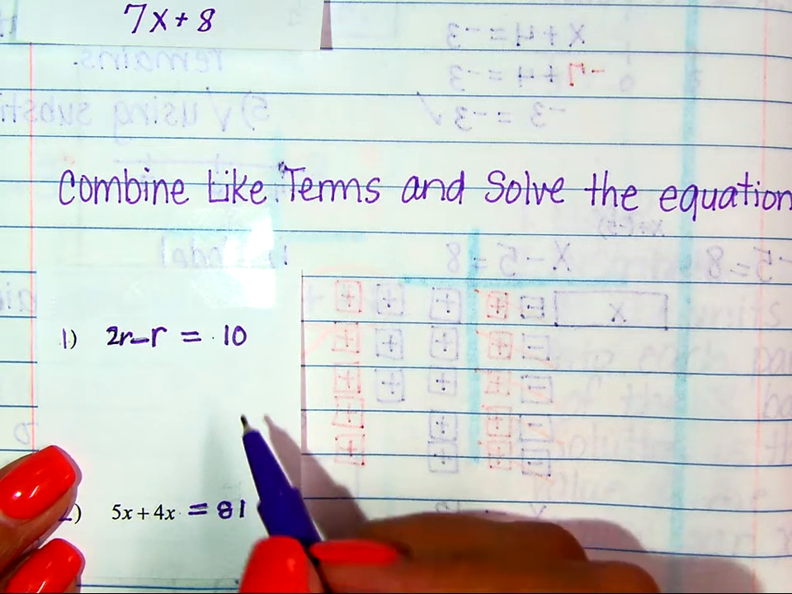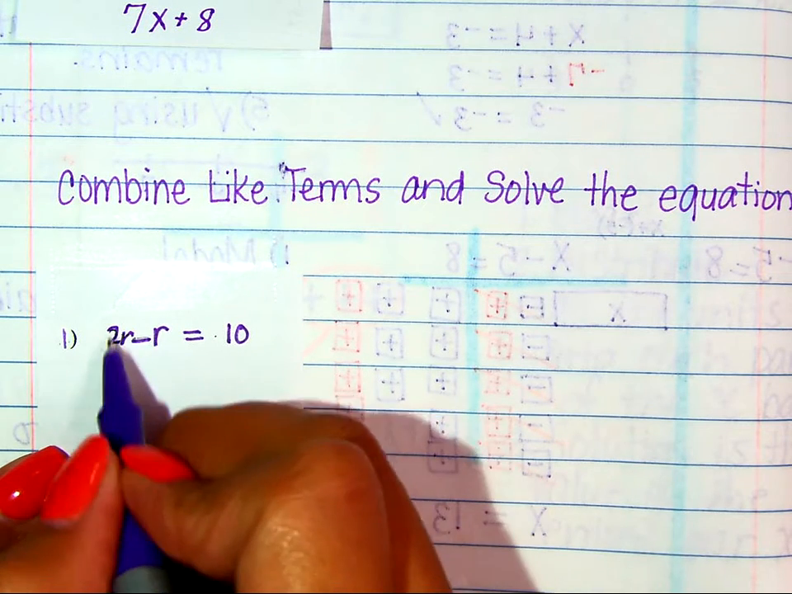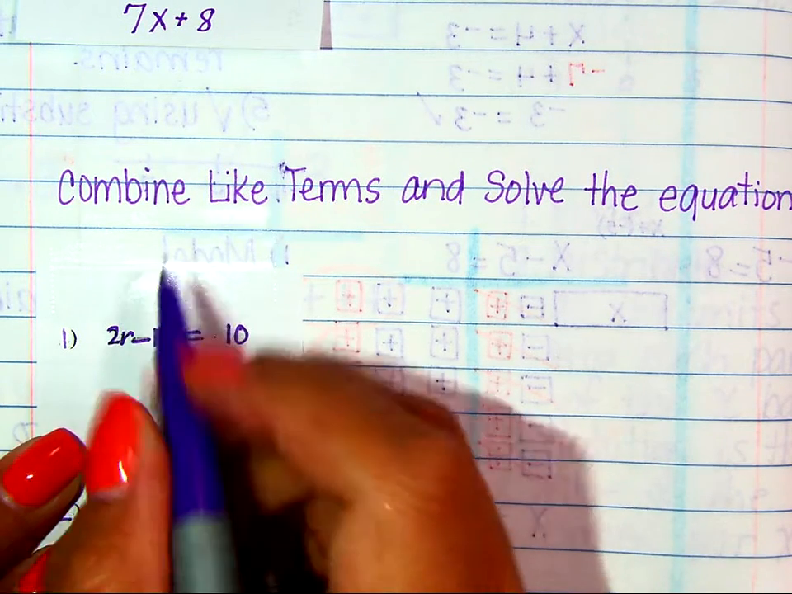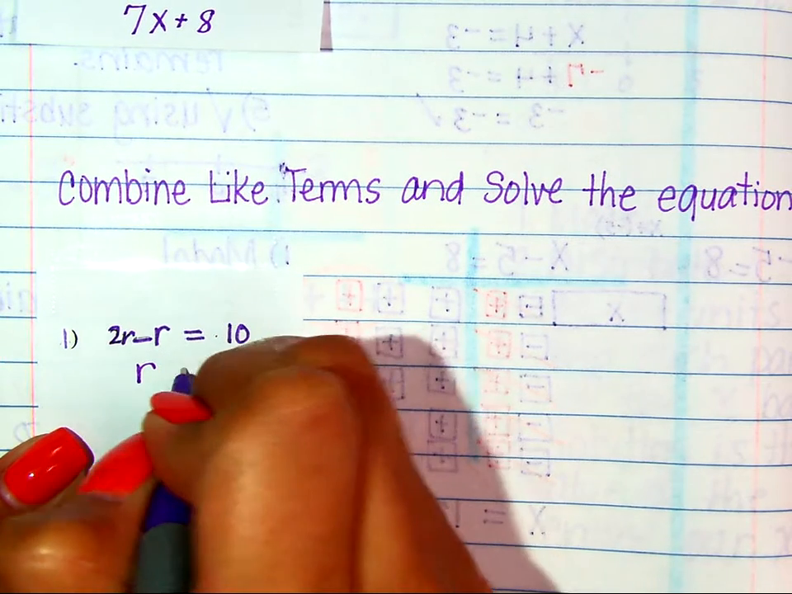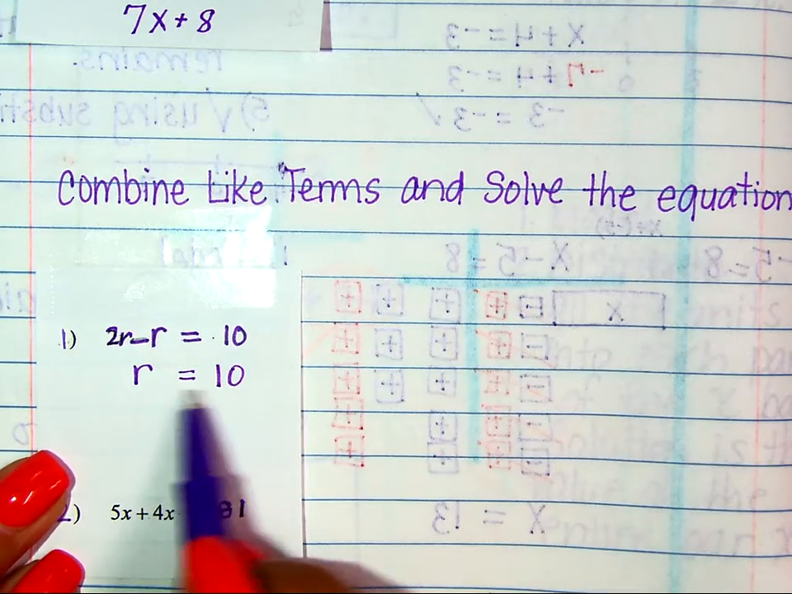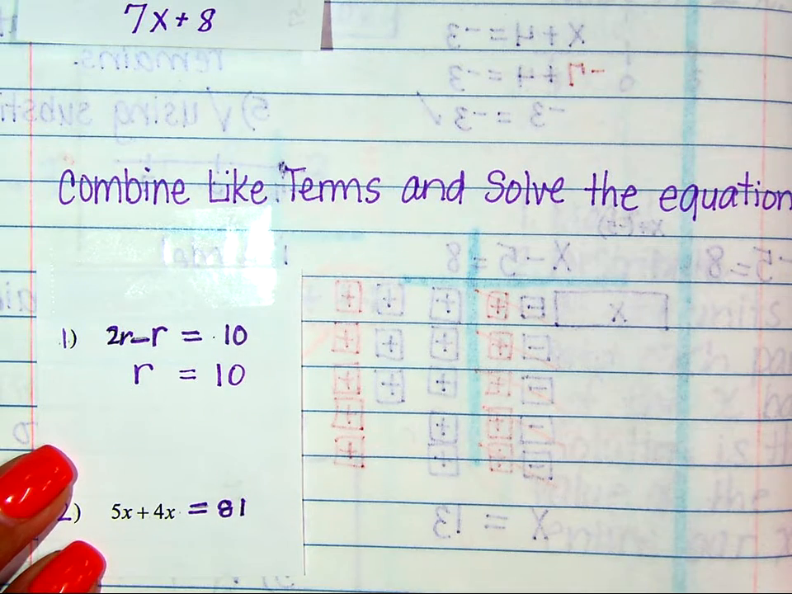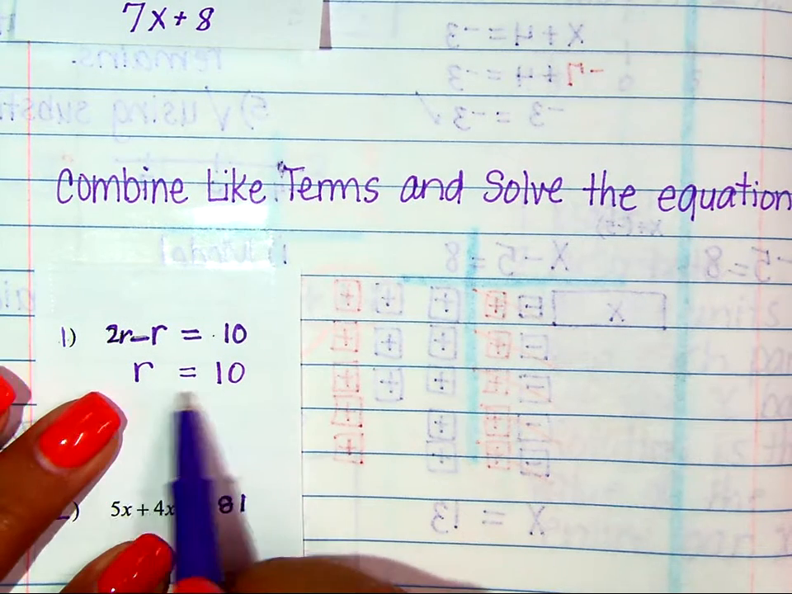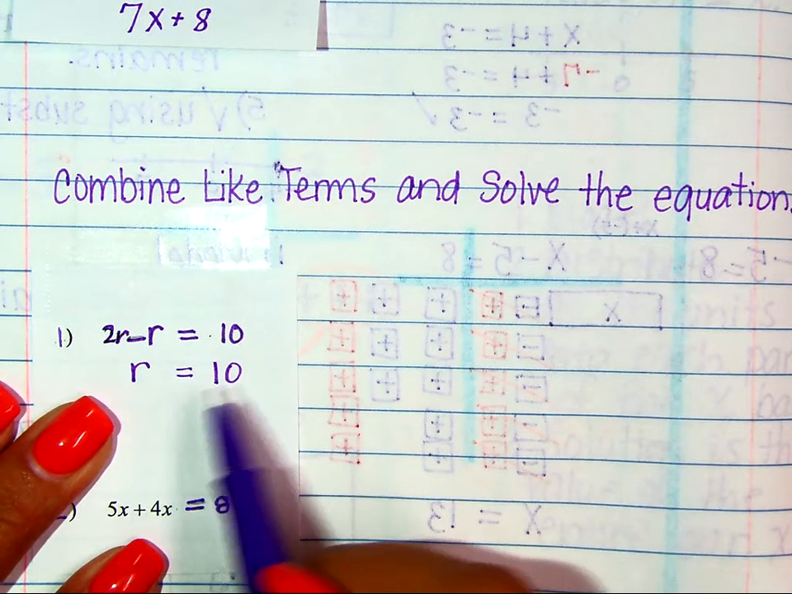All right, so combining these terms, I have two r's and I take away one r, which means I have r equals 10. That was pretty easy because there isn't an extra step here. I want to go ahead and check the solution. So anytime we're solving equations, I want you to use substitution to check that.